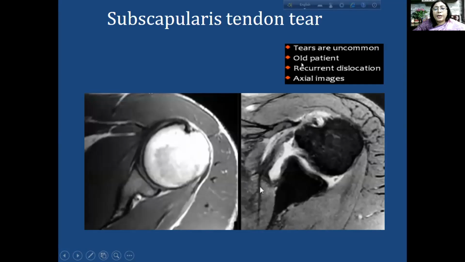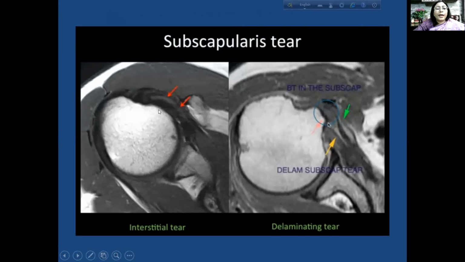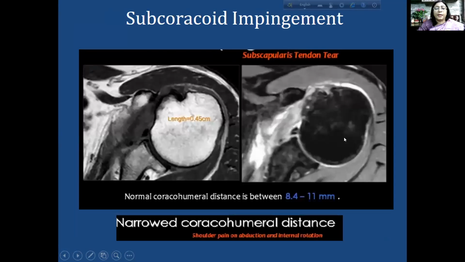Subscapularis tendon tear is also very uncommon, occurring in old patients and associated with recurrent shoulder dislocation. Here the retracted tendon is seen associated with surrounding edema as well as edema in the bicipital groove due to synovitis. There is an interstitial tear in the subscapularis tendon substance, and a delaminating tear here associated with an empty bicipital groove, as the biceps tendon is dislocated within the substance of the subscapularis tendon.